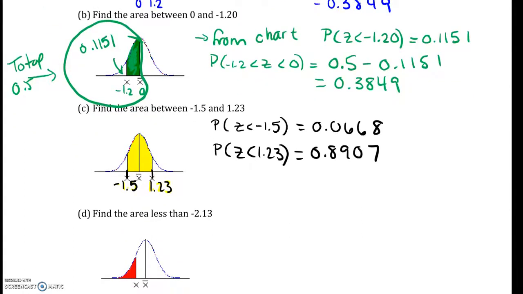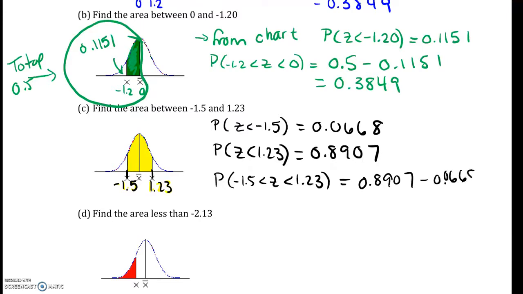And if I want to find the probability that Z is between negative 1.5 and 1.23, then I'm going to find the difference in those area values. Don't forget your 0. Again, probabilities, these are all reported accurate to 4 decimal places. And so we can just write down our final answer. It's 0.8239.